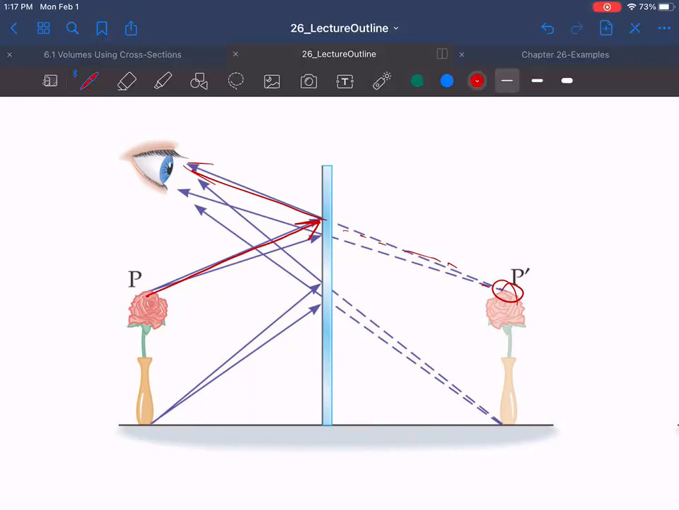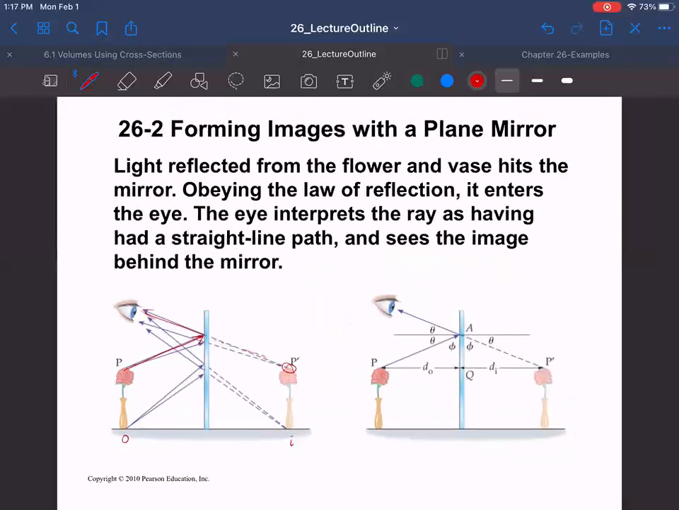But it basically forms that. This would be your object and this would be your image. Object and image there. In a flat mirror, there's no magnification that occurs. Your image and your object are the same size, and however far in front of the mirror the object is, that is how far behind the mirror the image is, okay? This kind of an image is what is known as a virtual image.